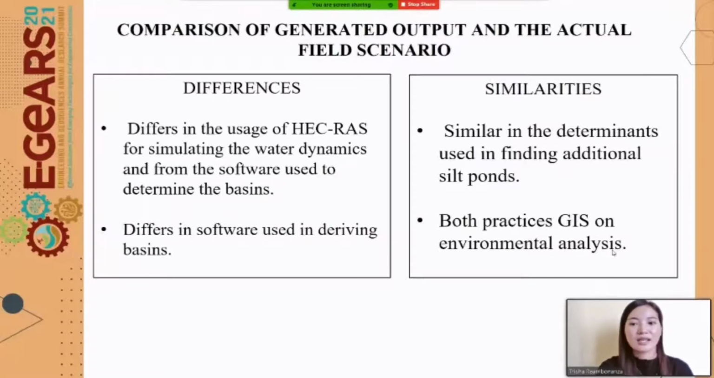So for the comparison of generated output and the actual field scenario, we have its differences and similarities. It differs in the usage of HEC-RAS for simulating the water dynamics, and it differs in the software used in deriving the basins. In similarities, it is similar in the determinants used in finding additional silt ponds, and both practice GIS and environmental analysis.